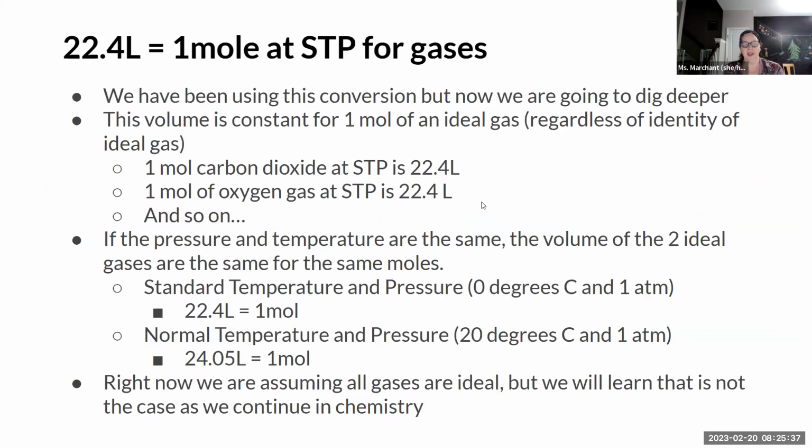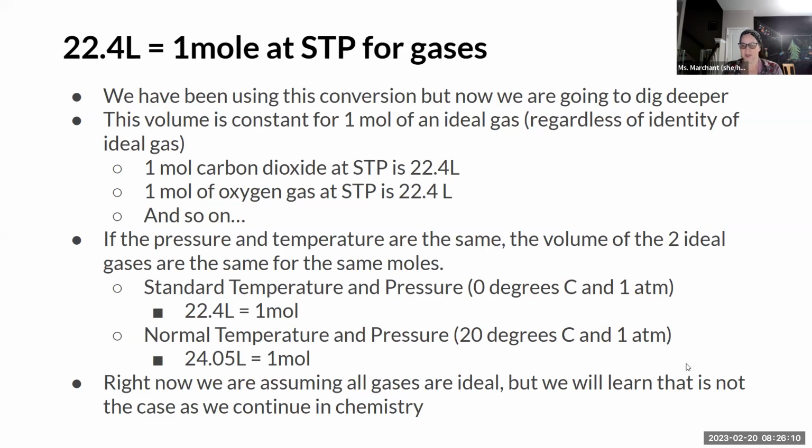So in stoichiometry, we're using 22.4 liters equals 1 mole at STP for gases. And you probably at this point don't even remember that STP is standard temperature and pressure. So this is just a little reminder that that volume for the number of moles is only at a very specific set of conditions: 0 degrees C and 1 atmosphere, and only if it is a gas. And in fact, it has to be an ideal gas. But right now, we're just kind of lumping a lot of stuff in there together.